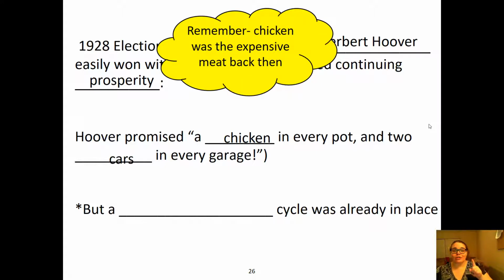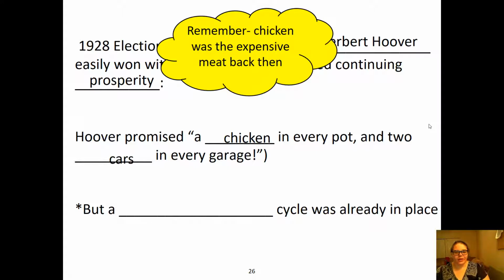Now, remember, chicken was the expensive meat back then. Chicken was not the cheap meat. This is before you had the industrial farming of chickens like we've got now. All the chickens were free range, which means they got eaten by wild animals a lot. So chickens were harder to raise. Beef was the cheap meat. So, if you had beef every night, it was because you couldn't afford the chicken. Okay? So, if you're promising chicken, it'd be like promising a T-bone steak in every pan or whatever.